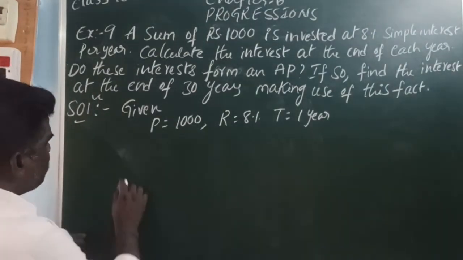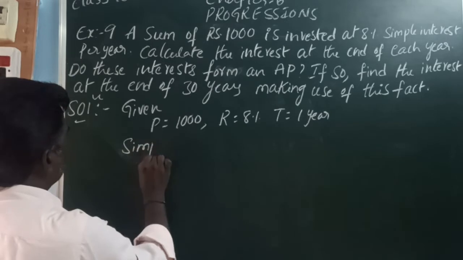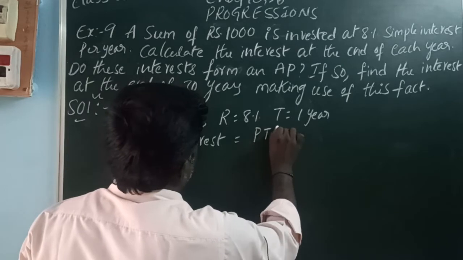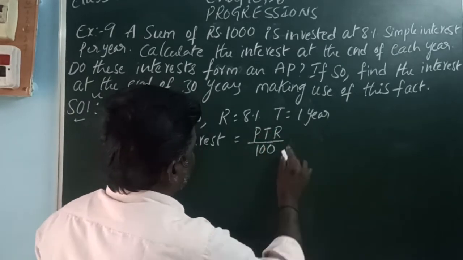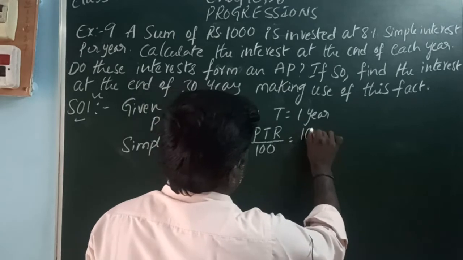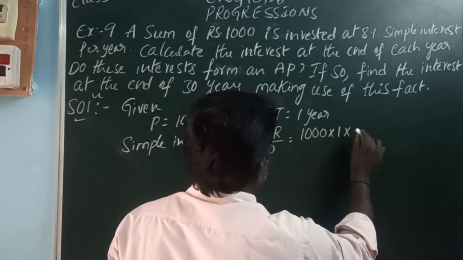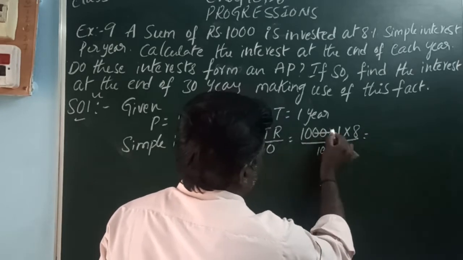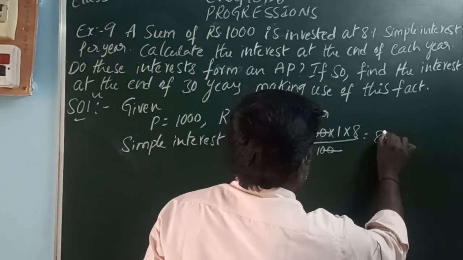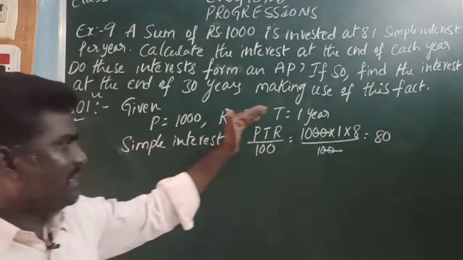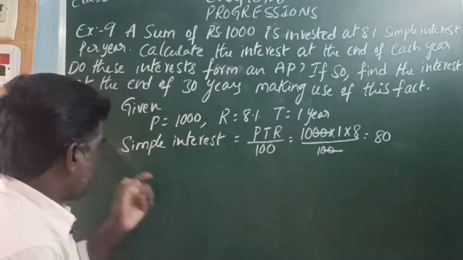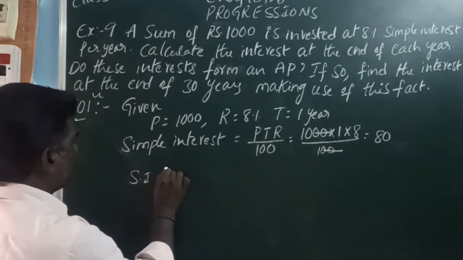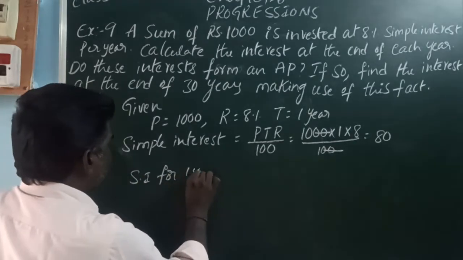So the simple interest formula is PTR by 100. Here P is 1000, T is 1, rate is 8 by 100. Zeros cancel, that is 10 ones are 10, 10 eights are 80. So the simple interest for a year is how much? 80. So the interest for the first year is 80.